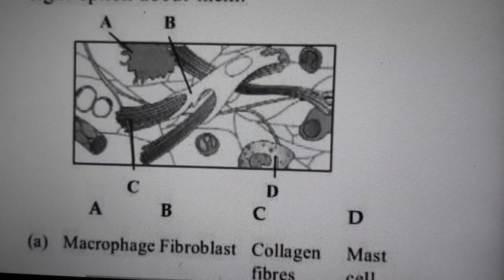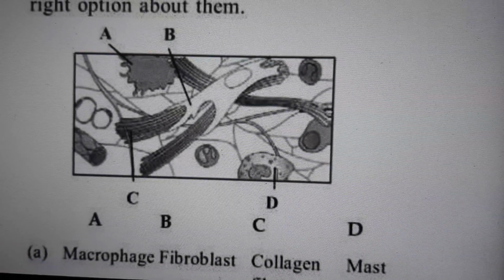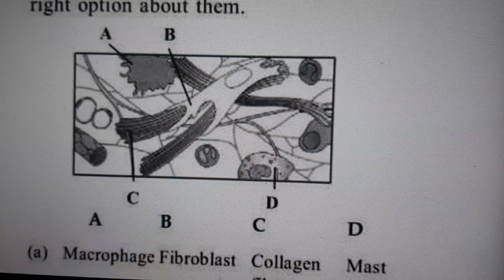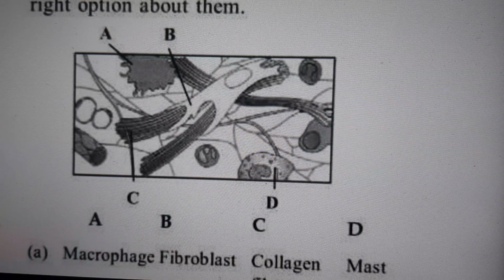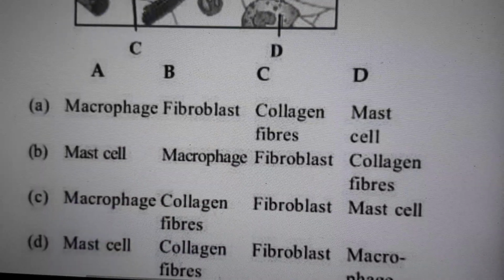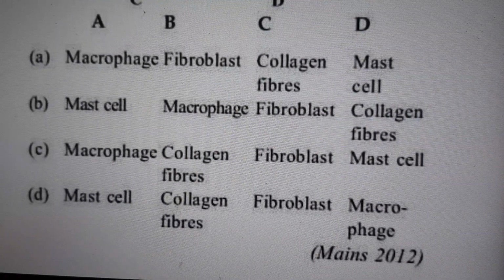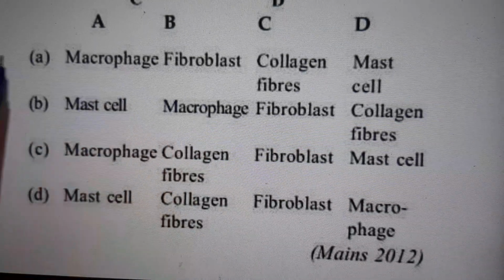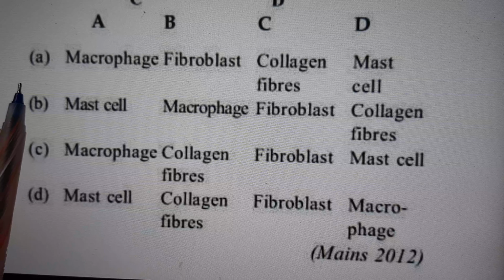Let us find out what B is. This cell. This is nothing but the fibroblast. So option A talks about fibroblast. Undoubtedly, we have macrophage and fibroblast matching. So option A is correct.